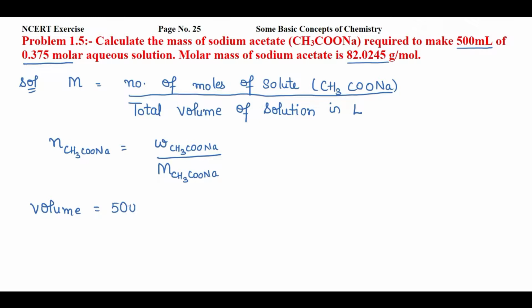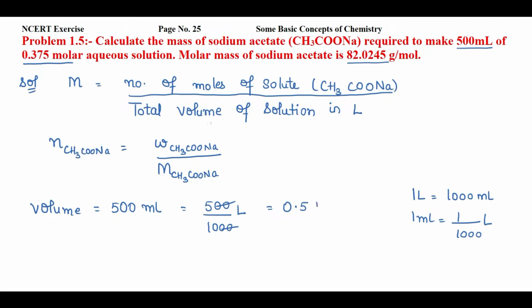So first of all, we'll convert this ml into liter, right? So 500 ml. So in rough you can write 1 liter equal to 1000 ml. 1 ml equal to 1 by 1000 liter. Simply put the values. So 500 divided by 1000 liter. So I'll cancel these two zeros with these, right? 5 by 10 equal to 0.5 liter, right?